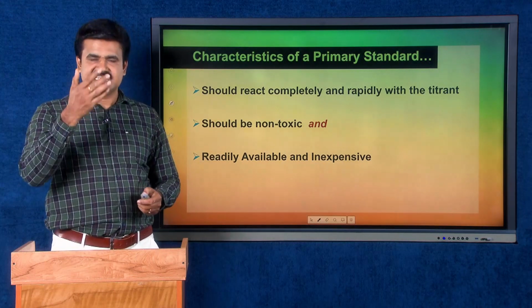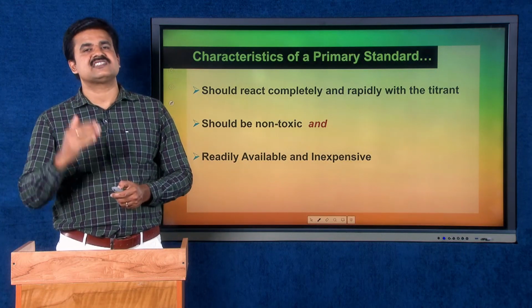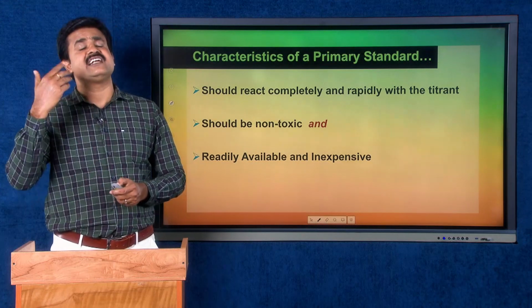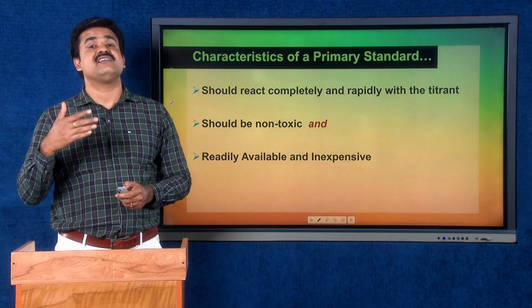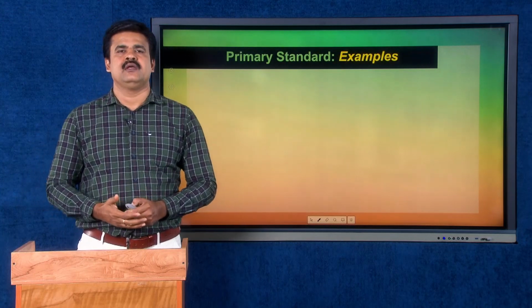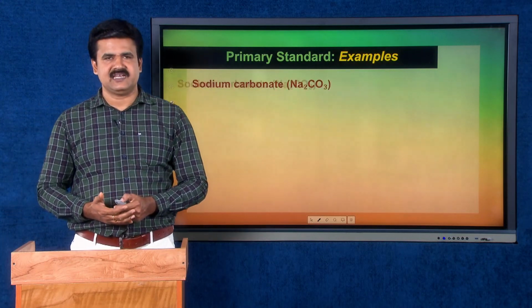So, we have discussed some important points that are nothing but the characteristics of a primary standard. What is a primary standard? A primary standard is a substance that can be directly weighed and converted into a standard solution. Now, these are some examples of primary standards.